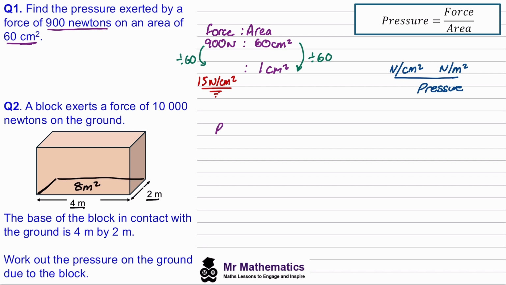So now the pressure will be the force of 10,000 newtons divided by the area of 8 meters squared. When we work this out, we get a pressure of 1,250 newtons per meter squared. Okay? In our next set of questions, we're going to look at finding the force and the area when we're given pressure.